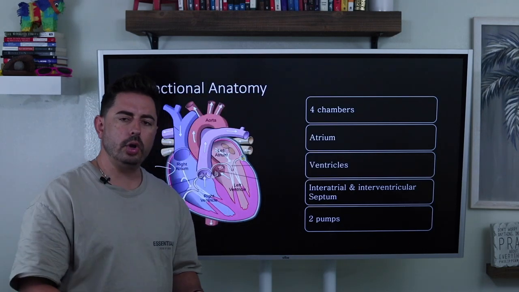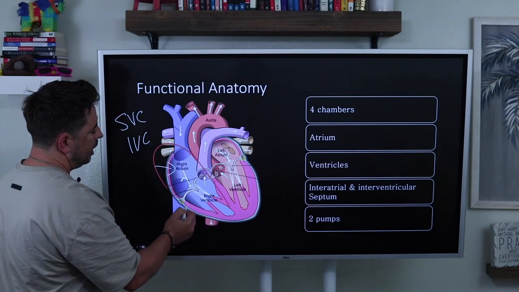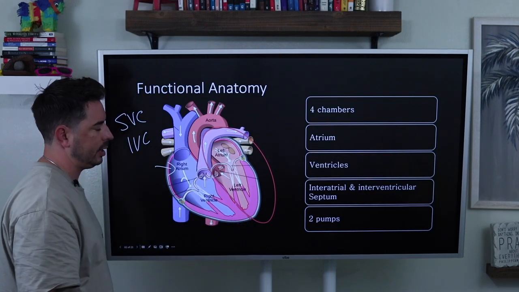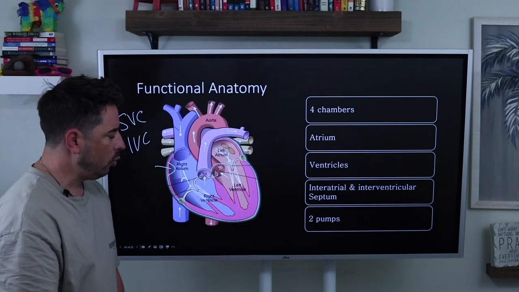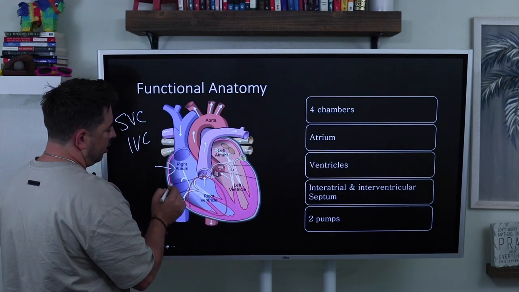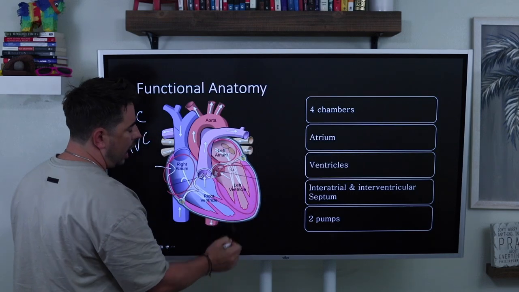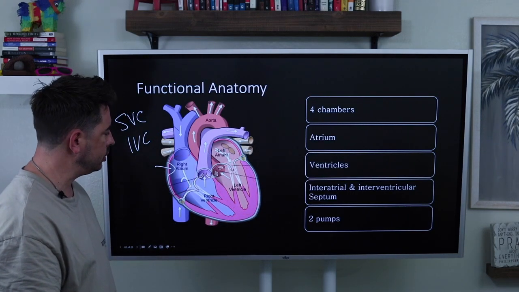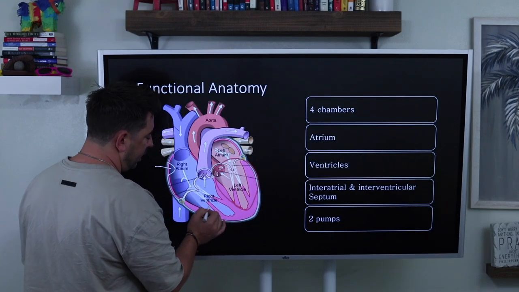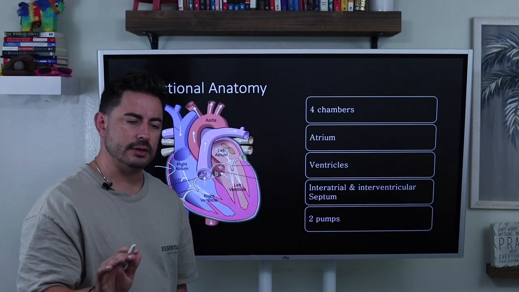So when we look at the two different systems, we have one system that is pumping deoxygenated blood, and we have another system that's pumping oxygenated blood. When we look at the size comparison of the atria to the ventricles, the atria are a lot smaller in comparison to the ventricles. And even the left ventricle is bigger than the right ventricle, but we'll talk about those as we continue to get into this.